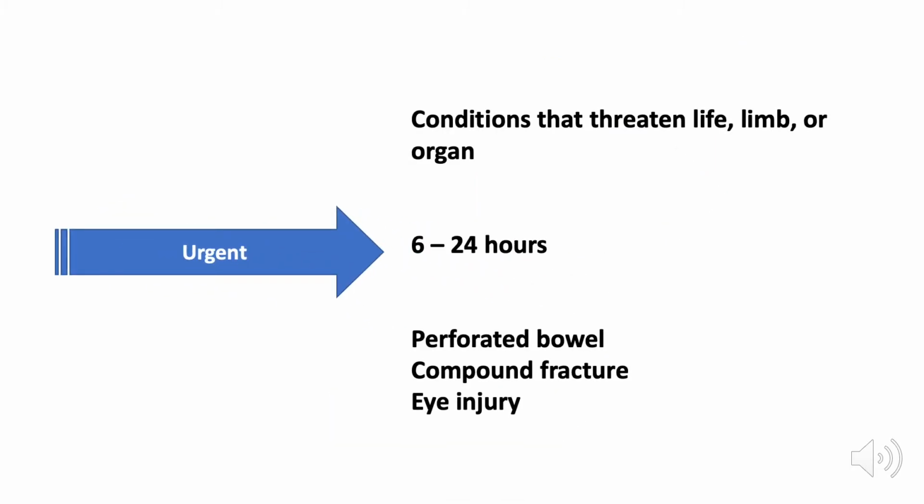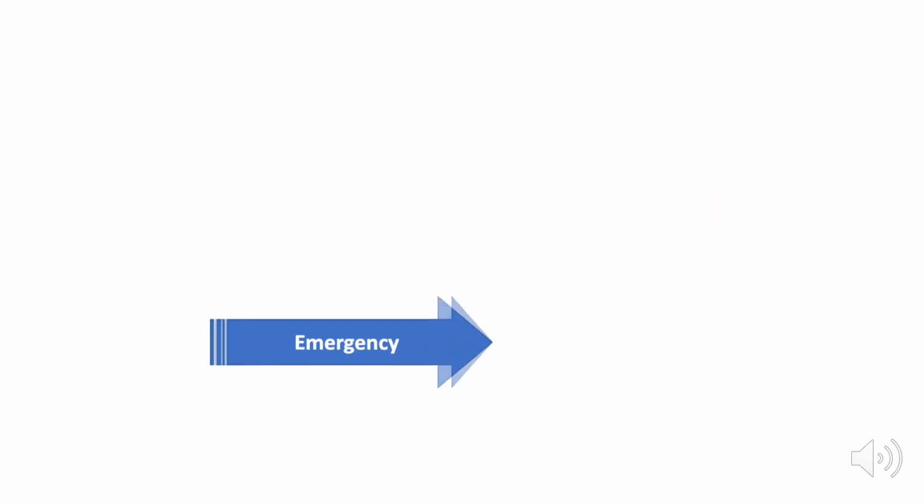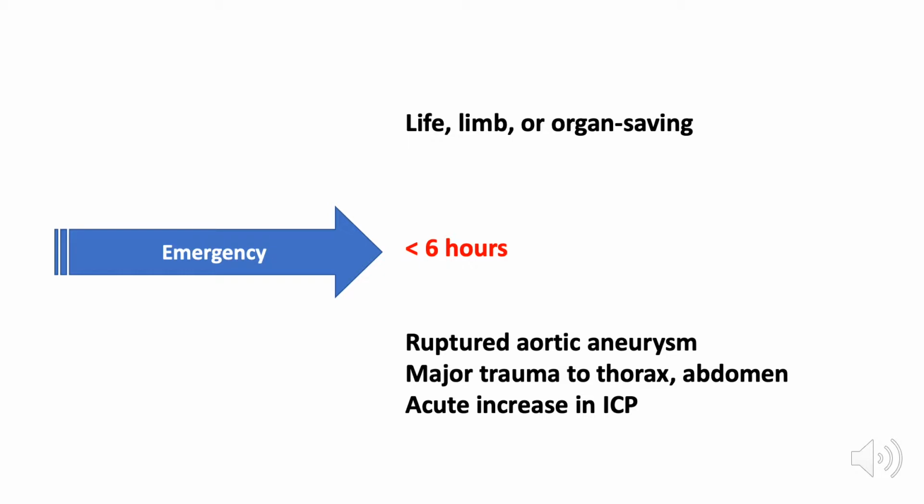For urgent, these are procedures that need to be done within 6 to 24 hours. These are conditions that threaten life, limb, or organ, examples of which are perforated bowel, compound fracture, and eye injury. Now, for emergency cases, these have to be done in less than 6 hours, or within 6 hours.